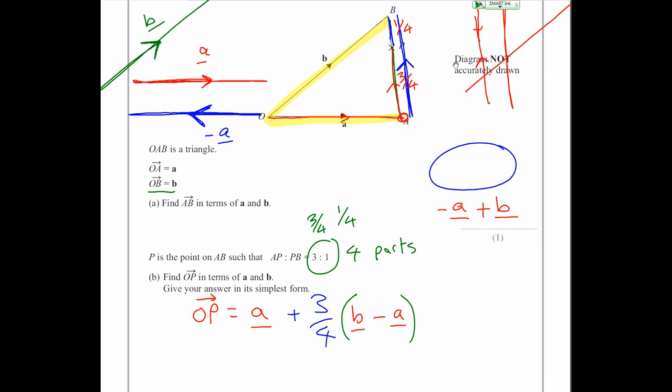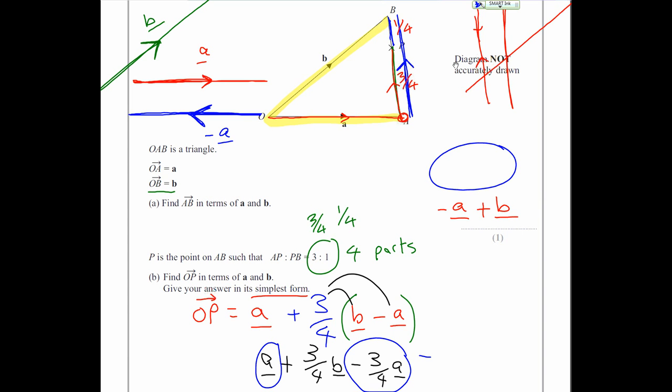Now it just wants you to simplify the vector algebra. And you can do pretty much all the same things as normal algebra. So times out your bracket. 3 over 4 b minus 3 over 4 a. Okay. And what you can do is you've got the whole of a, take away 3/4 of a is going to give you 1/4 of a. So the answer is 3 over 4 b plus 1/4 a.